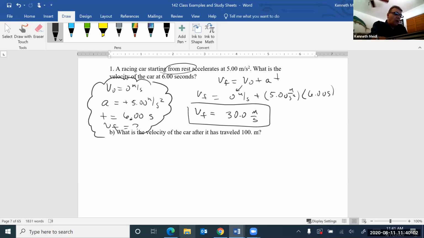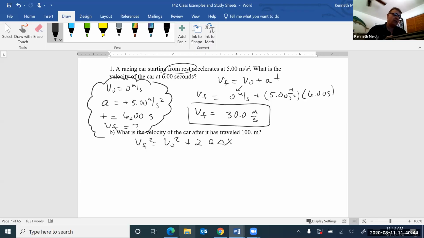Part B, what is the velocity of the car after it has traveled 100 meters? So now I'm looking for a velocity, not at a time on my watch, but at a certain place, at a certain position. What's coming to my way of thinking is maybe the third kinematic. At a later time, that is a final velocity. I know the starting speed, it starts from rest. I know the acceleration, and I happen to know where its position happens to be.